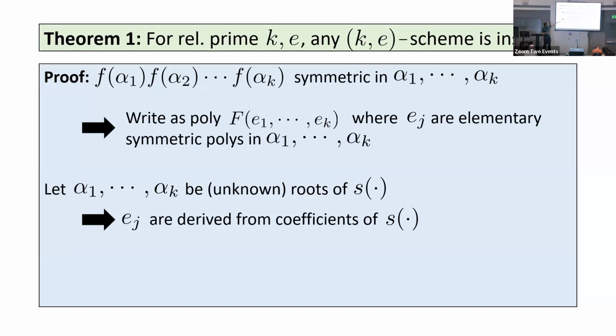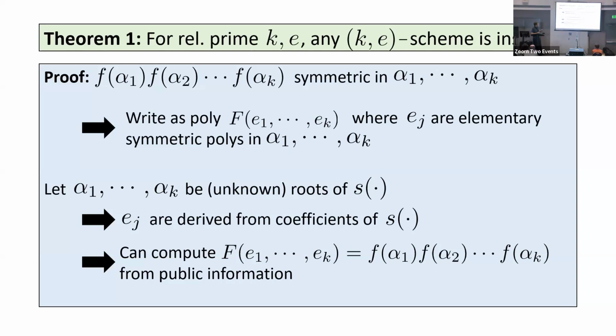If we have k distinct roots, then you can actually see the e sub j in the coefficients of the polynomial S. The coefficients of the polynomial S, up to signs, basically tell you what the e_j are. And so I can compute these elementary symmetric polynomials and therefore compute this capital F. Capital F is the product of the f's applied to the unknown roots of S. I don't know what the roots are, but I can compute this product of f applied to the roots.